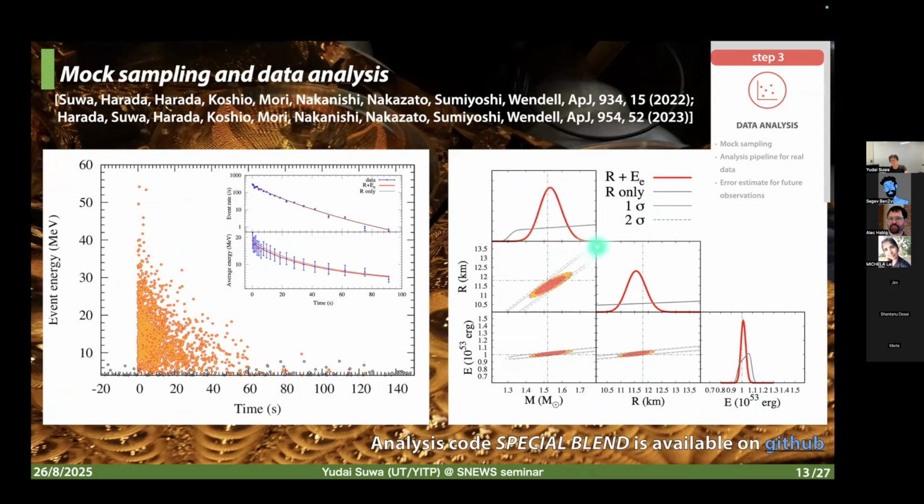So this is a probability density function based on this mock data. As you can see, it's pretty accurate. The precision is pretty high. The uncertainty coming from the data analysis is about 10%, even for this kind of rough data analysis code. And also the analysis code is called SpecialBlend, developed by Akira Harada, and it is available on GitHub. So if you are interested, please check the SpecialBlend GitHub repository.